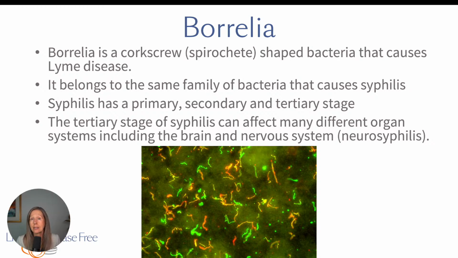It also belongs to the same family as the bacteria that cause syphilis. Syphilis has a primary, secondary, and tertiary stage in the body. That's kind of like when you first get infected and then maybe you're dealing with it for a while, and then tertiary is when it's a more advanced chronic stage. And the tertiary stage of syphilis can affect many different organ systems, including the brain and the central nervous system.